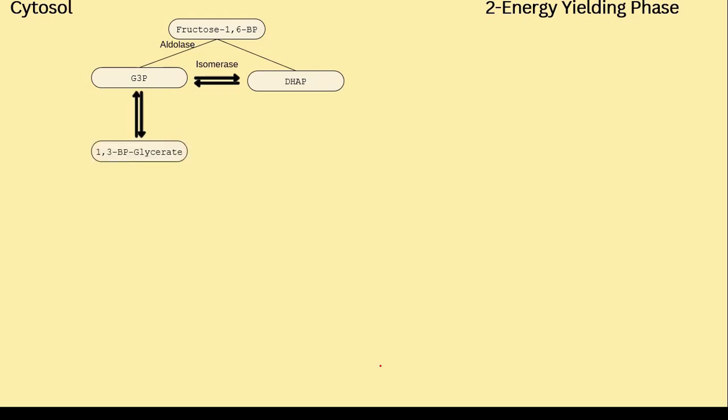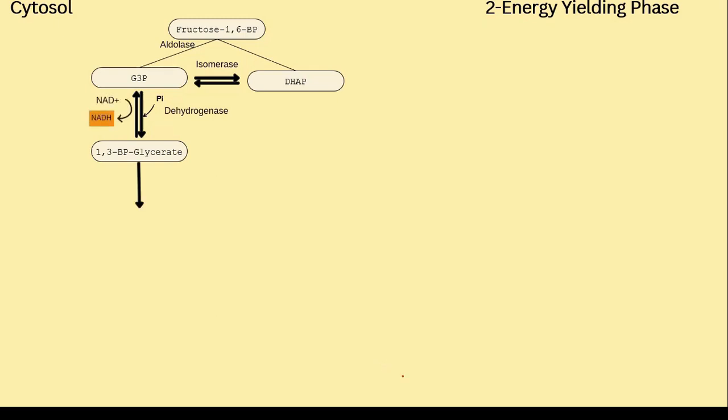From that, we use only G3P because dihydroxyacetone phosphate is also converted into G3P, and we start the whole process again using G3P. G3P is converted into 1,3-bisphosphoglycerate, and we have 2 molecules of 1,3-bisphosphoglycerate, one from G3P and the other from dihydroxyacetone phosphate. It is the first step where oxidation takes place, and NAD positive is converted into NADH.